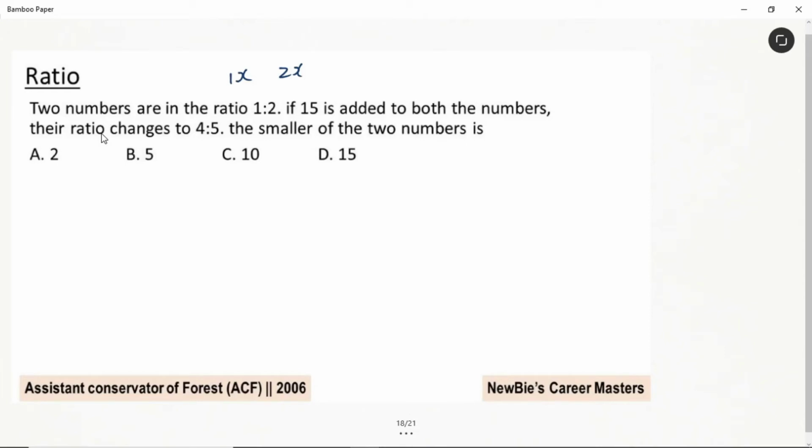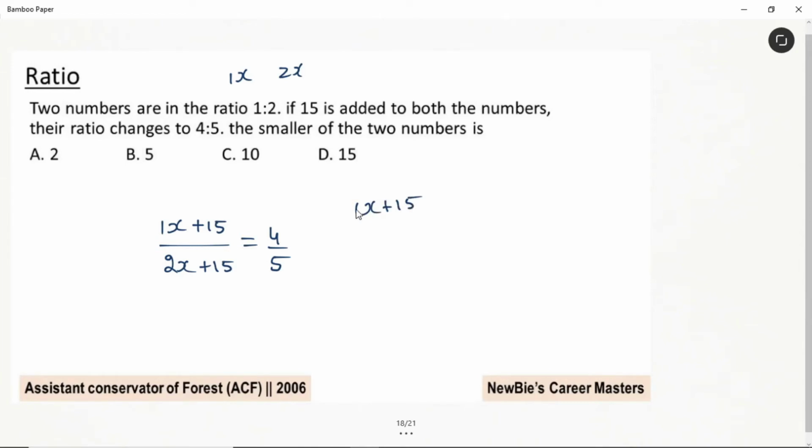Yes. If 15 is added to both numbers, their ratio changes to 4:5. That means, see, present ratio is 1:2, no? So present ratio is 1:2, like this. After adding 15 to both numbers, the ratio changes to 4:5. That means 4/5. Am I clear? Just solve this, you will get the answer. Solve for x.